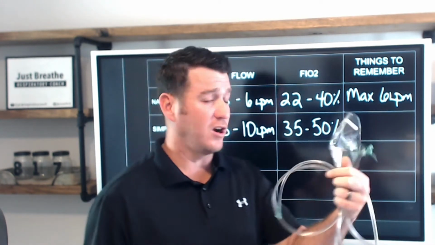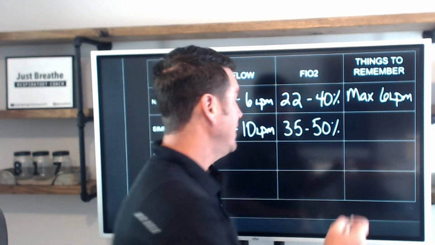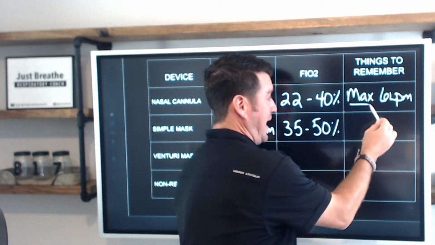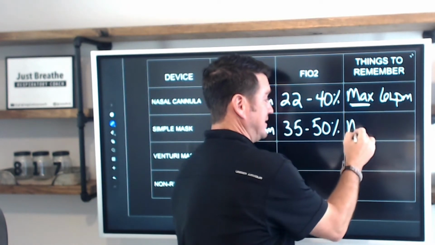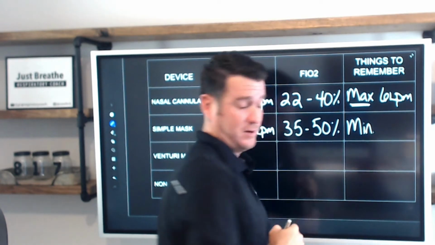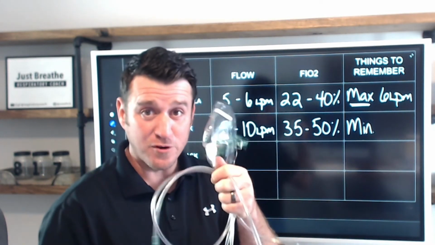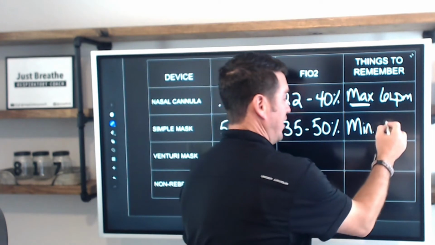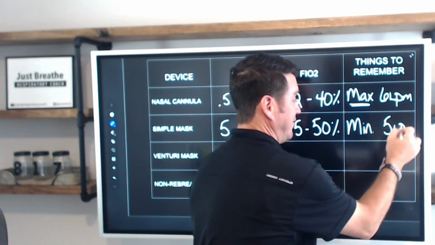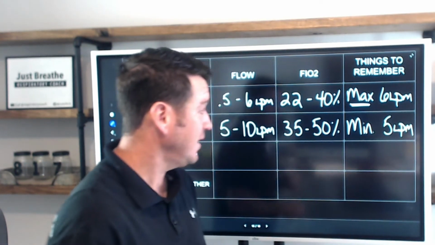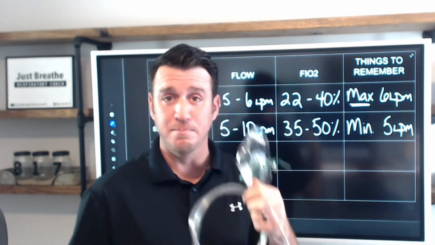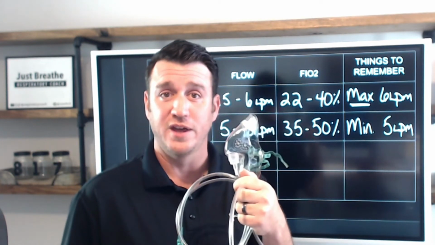Now, what do you need to remember about the simple mask? Well, the nasal cannula had a max. The simple mask has a minimum. You never want to put this device at a flow less than 5 liters per minute. 5 liters per minute is the minimum you will ever go with the simple mask.